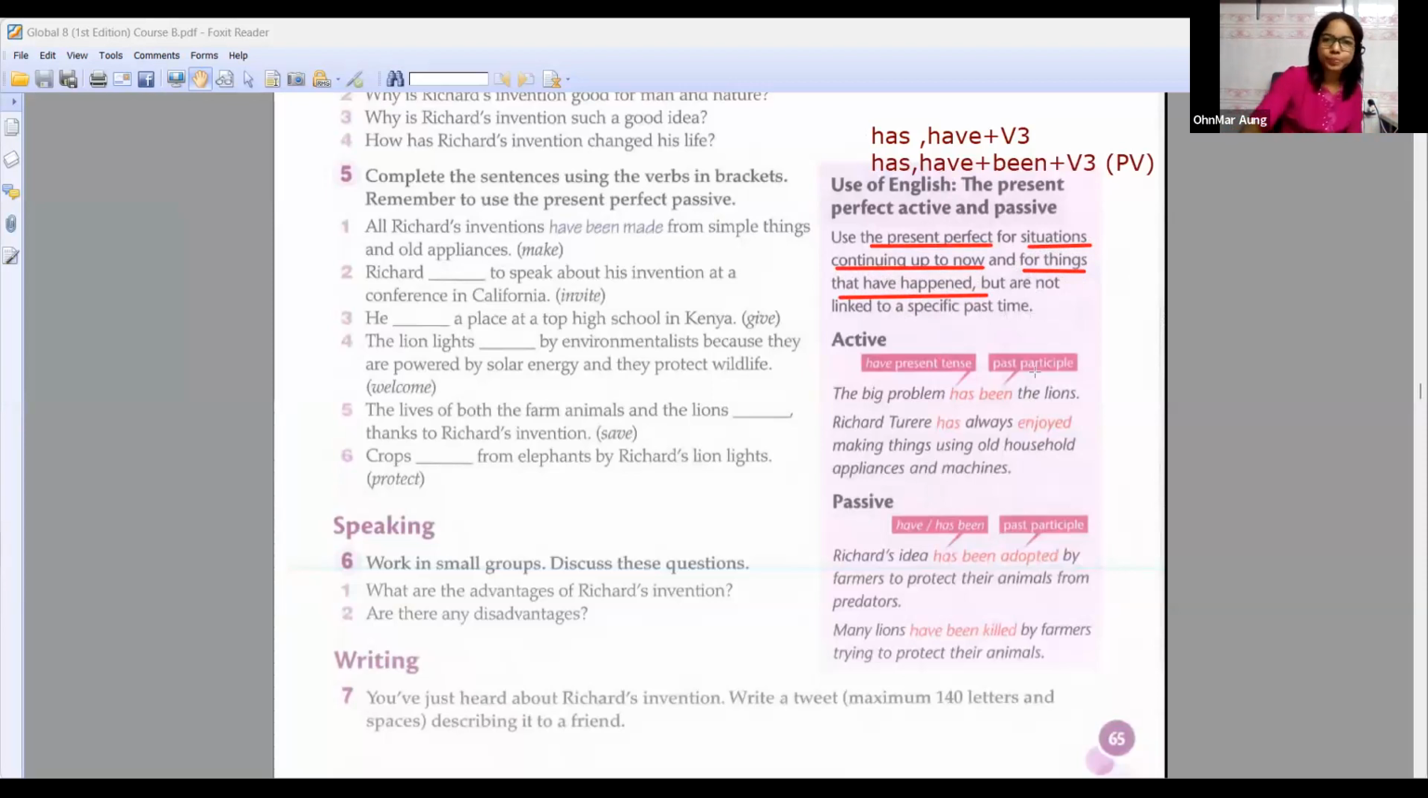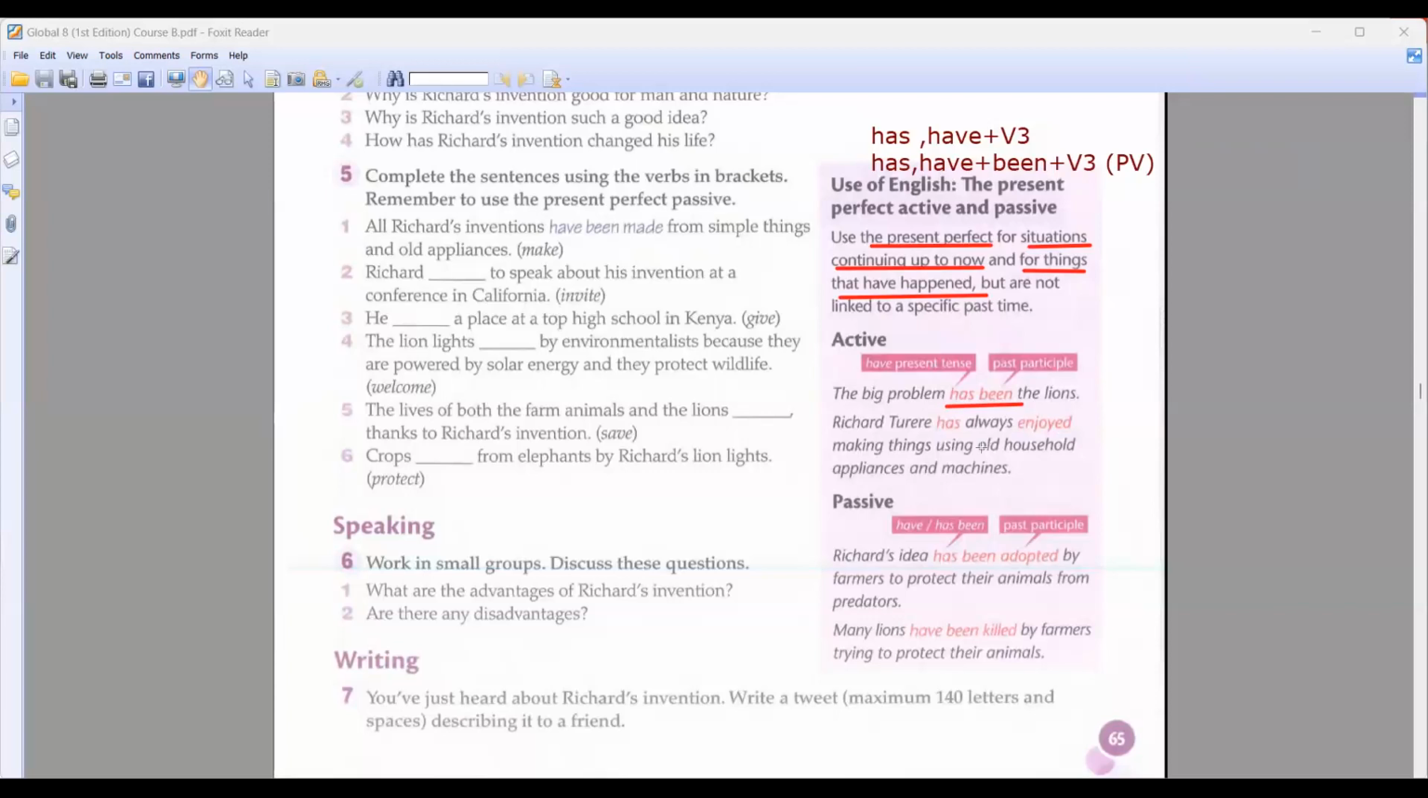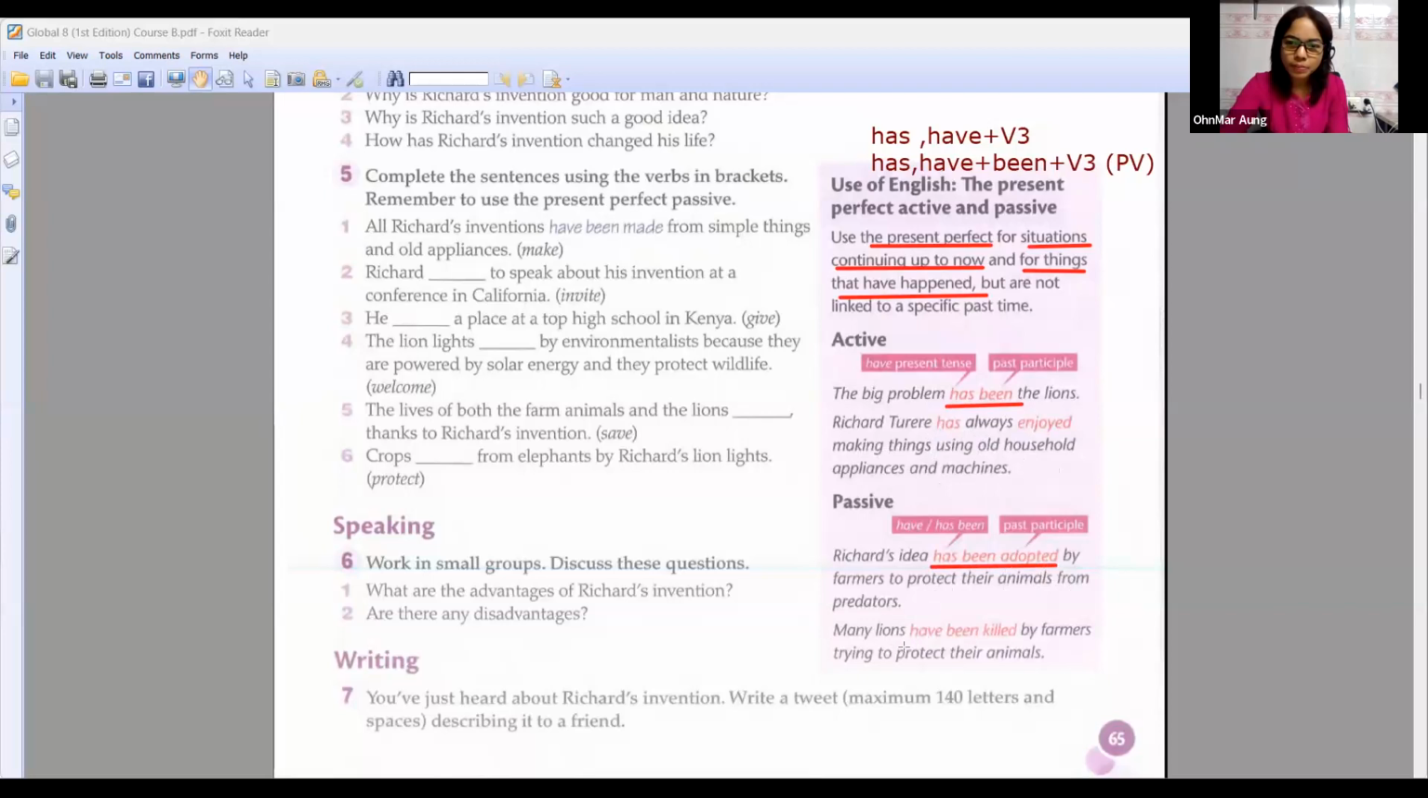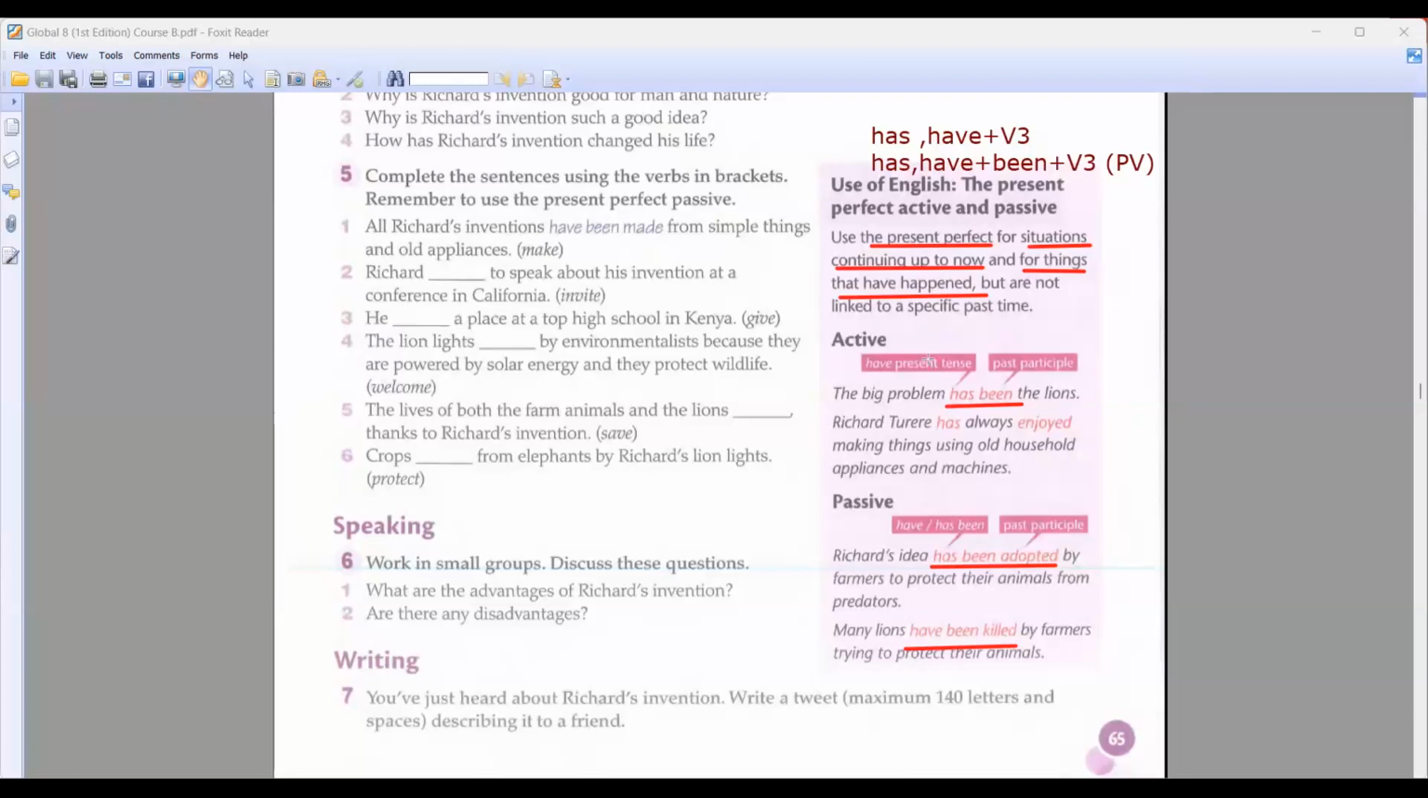So I'm using the active form. The big problem has been the lions. Richard has always enjoyed making things using old household appliances and machines. How about passive? Richard's idea has been adopted by farmers to protect their animals from predators. Many lions have been killed by farmers trying to protect their animals.